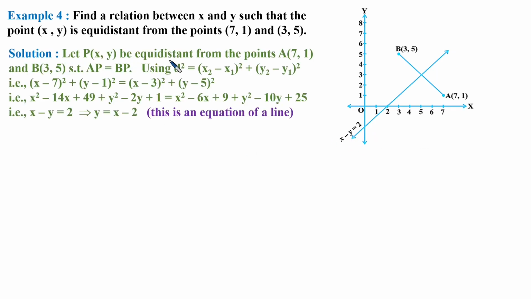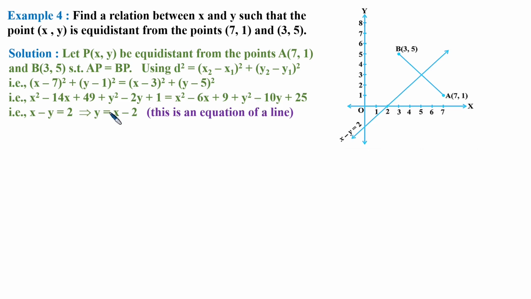Here let P of (x, y) be any point equidistant from A and B, such that AP is equal to BP. This you should remember, and think about the Pythagoras theorem: d square is a square plus b square for a right angle triangle. So now I can write x minus 7 the whole square plus y minus 1 the whole square, this is distance AP, is equal to BP, so x minus 3 the whole square plus y minus 5 the whole square. So I have equated it here. I expand this. This is very simple. You have this minus 14x, this minus 6x, you bring it here.